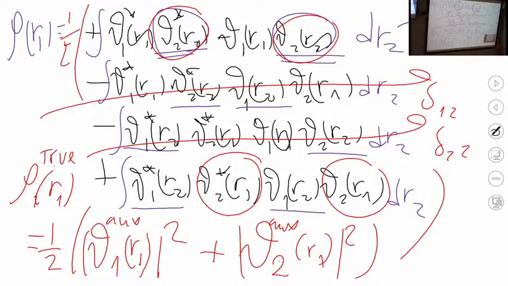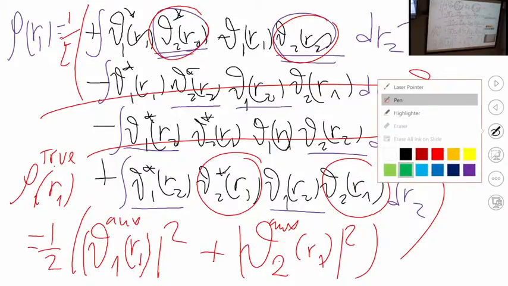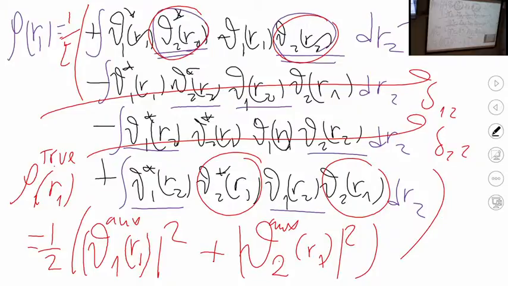So I'm bringing your attention to the right, yellow, to this second line. So we're integrating over R2. We have two things that depend on R2: theta 1 of R2 and theta 2 of R2 star.